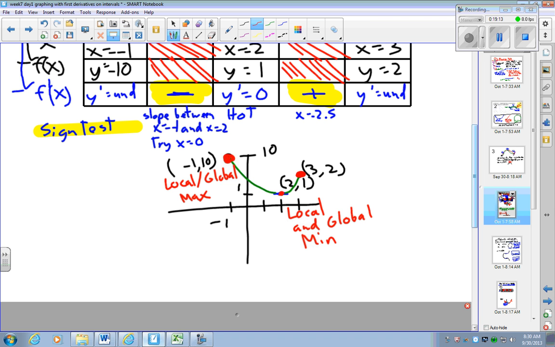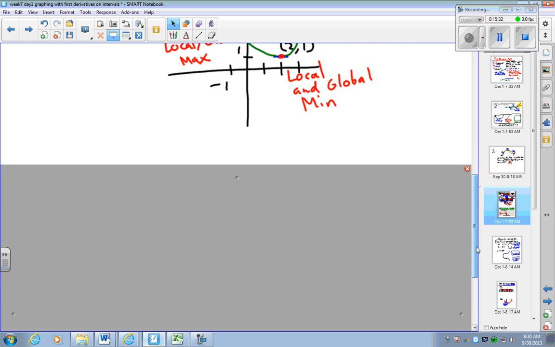Now this guy right here, he's a maximum. He's at the highest point in its little region, but it's not the highest point for the whole graph. So he's just called the local max. Okay? Now this one was very simple because it was a parabola. We'll do a couple more that are a little bit more intense.